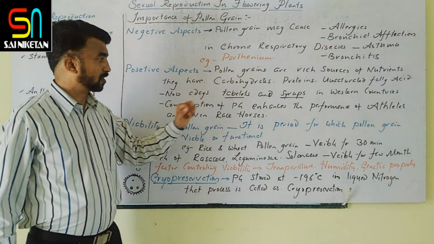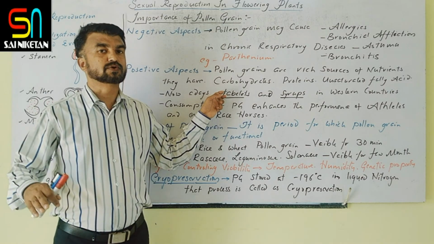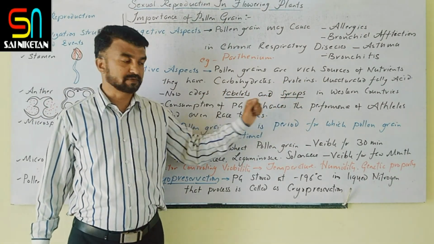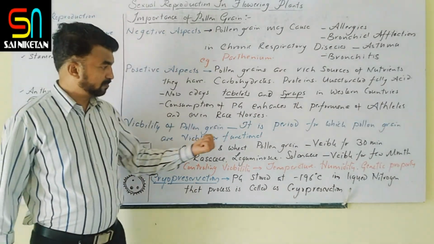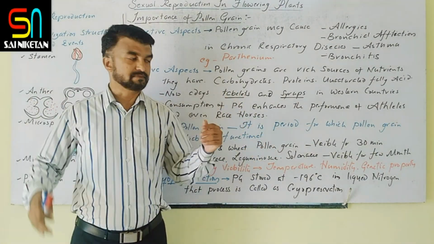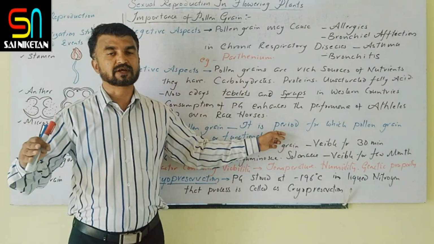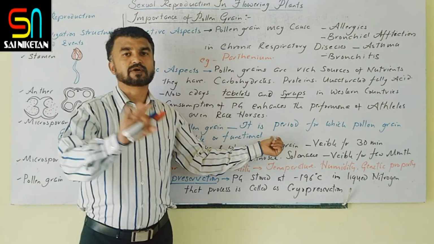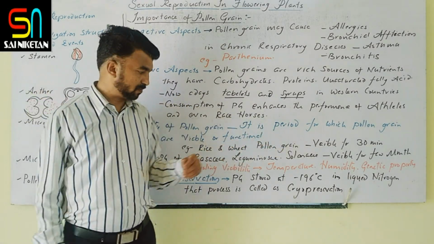First we covered the negative aspect, where pollen grains cause allergy and some disorders. The positive aspect is that pollen grains can be used as a nutritive source in the form of tablets and syrups. Sometimes they also enhance performance. Viability of pollen grain means the time duration during which the pollen grains are viable, or functional. After that, the functionality gradually decreases. They will not germinate. Clear?